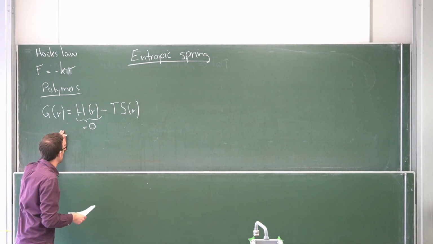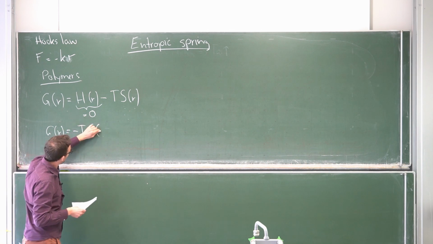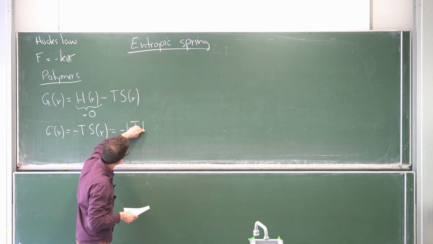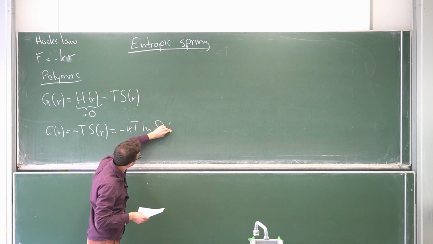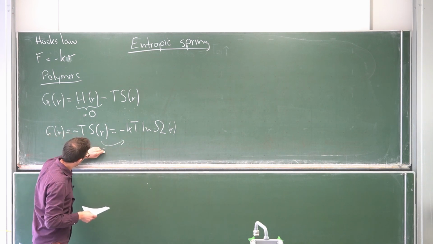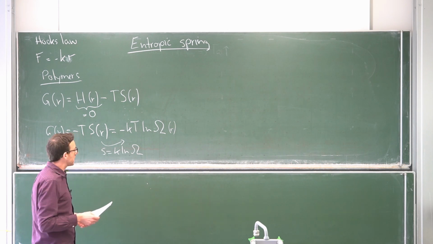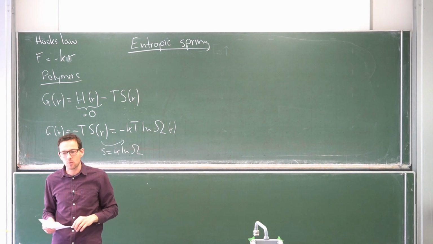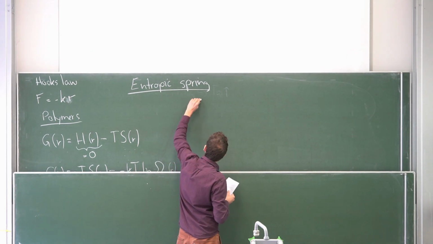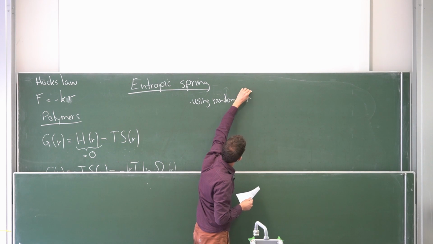Okay, so now that means that G of R is minus T S of R, and now we can apply Boltzmann's equation, and this is then minus kT ln omega. And again, omega is a function of R. If you remember from 3 weeks ago, S is k ln omega. And what I just said is that we can equate omega to the probability of finding a polymer chain somewhere, using this random flight statistics.